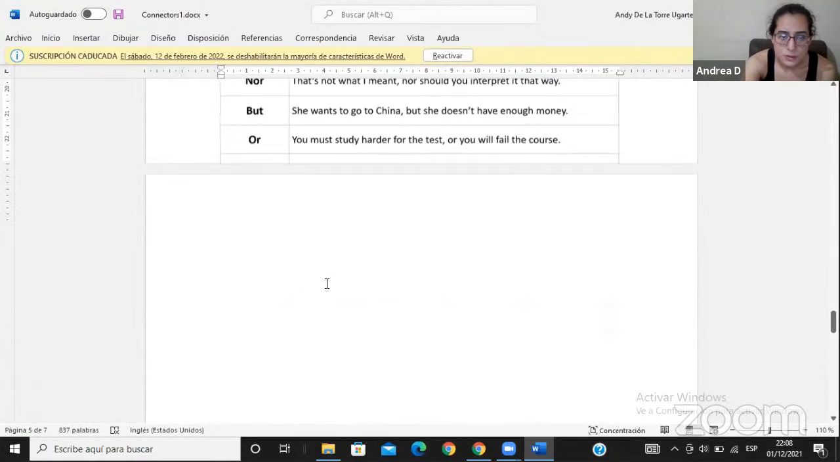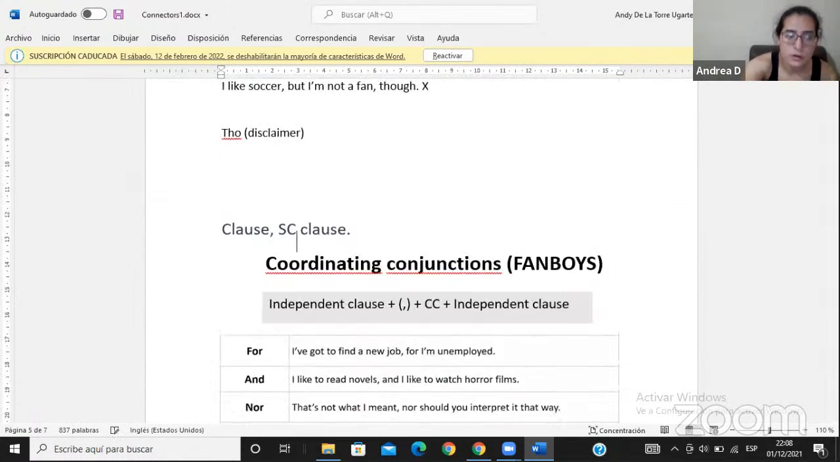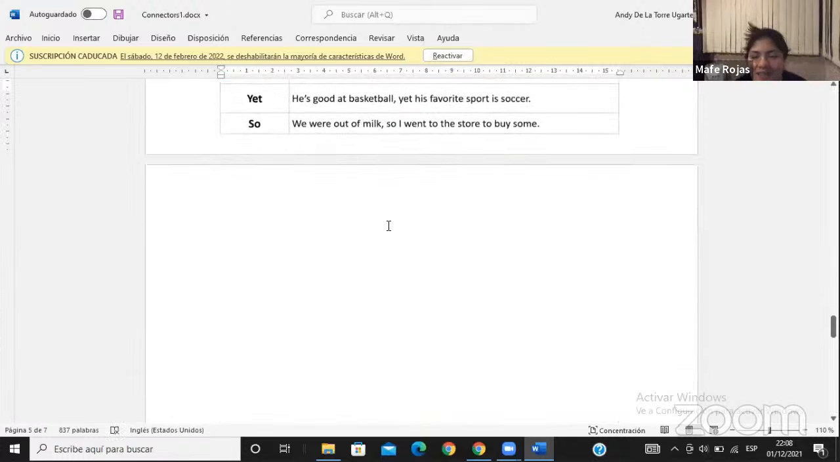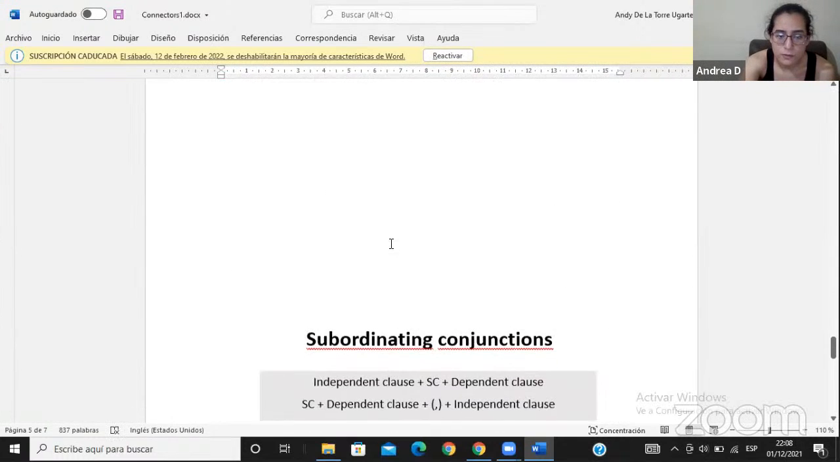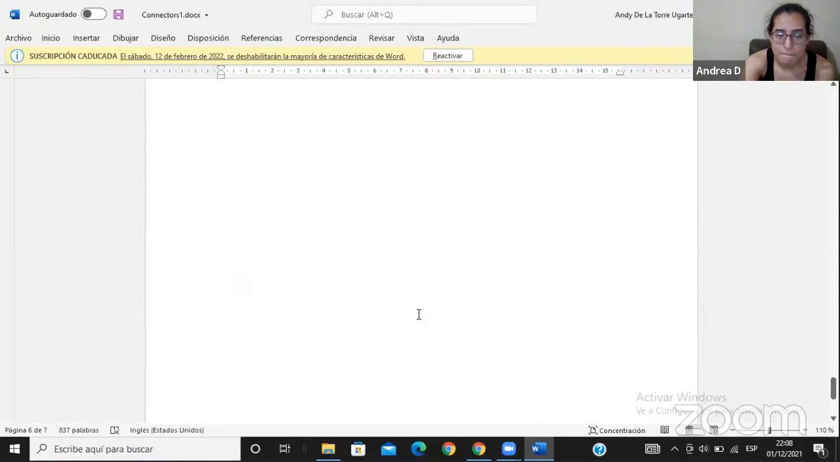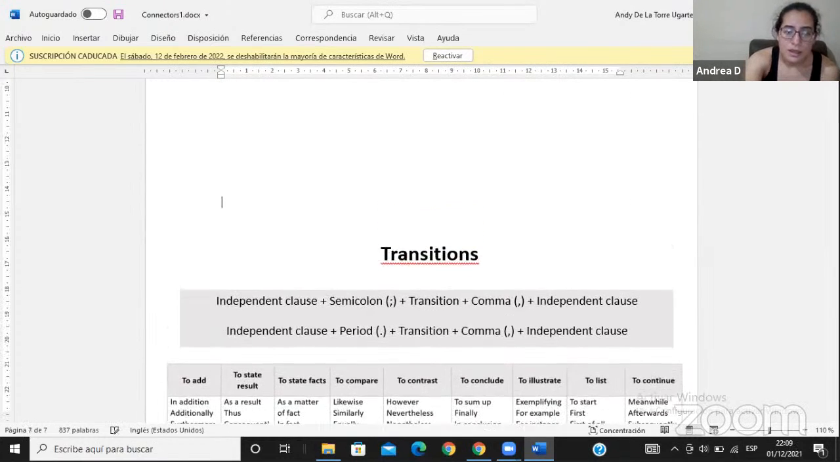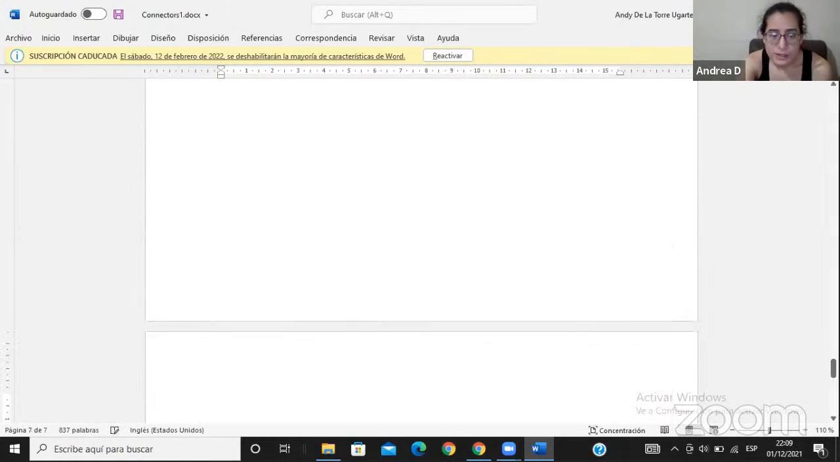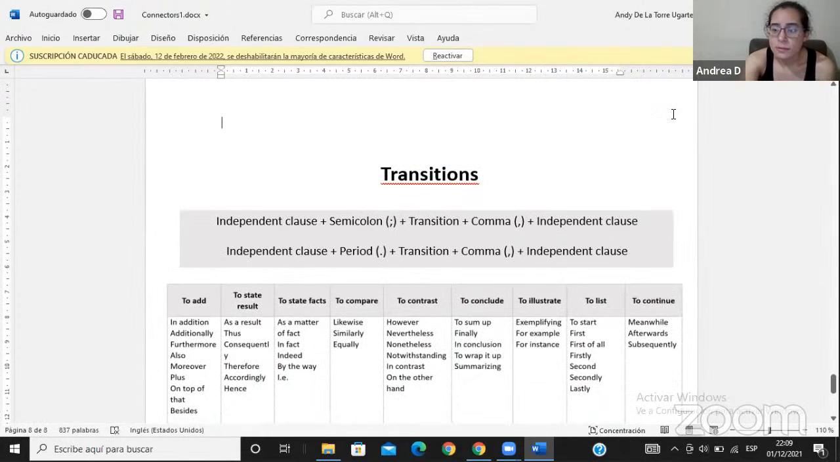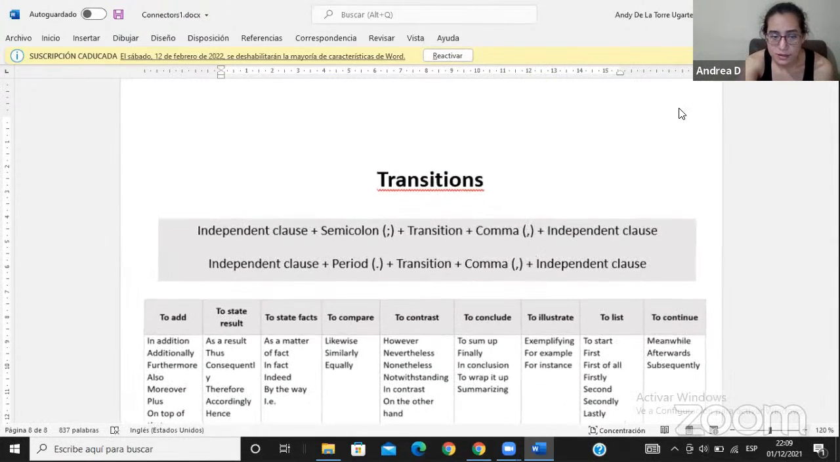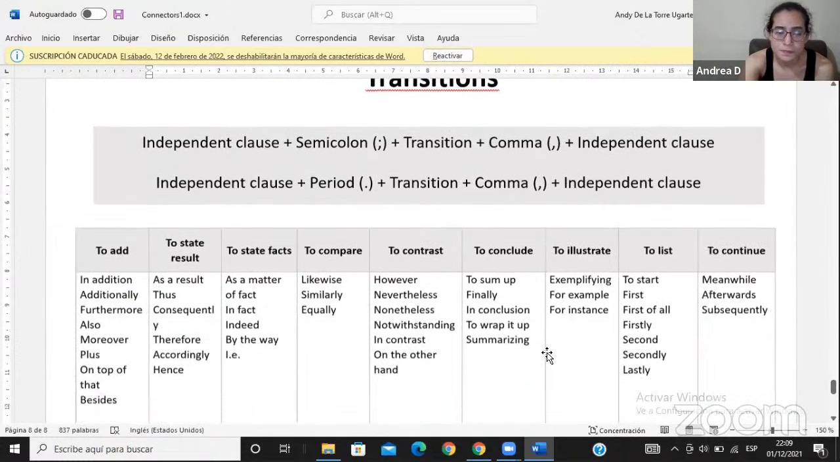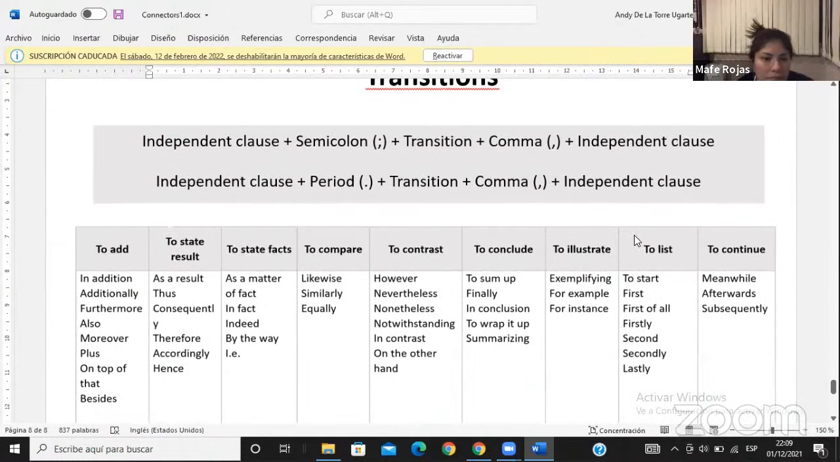So I'm gonna send you this presentation, I mean, this document. And here you have a summarized view of all of that. And then the next final thing, and this is quite easy in terms of grammar, is just memorize the expressions. We have transitions.